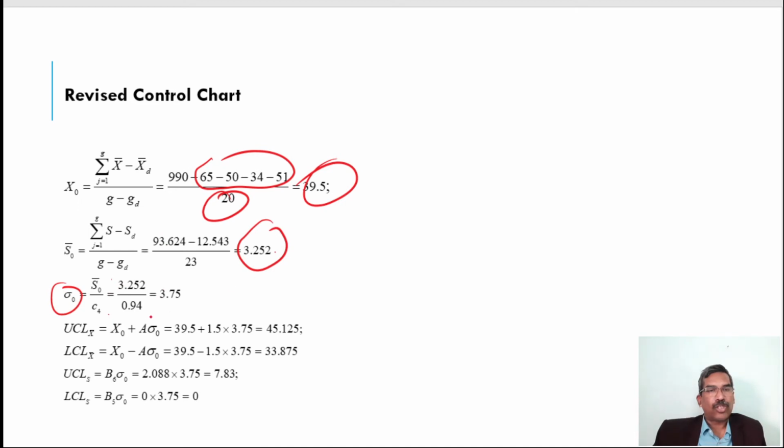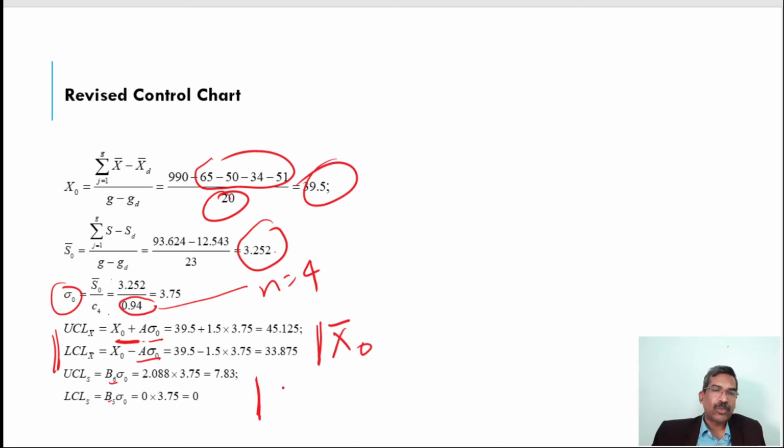divided by c4. This value of c4 corresponds to n equal to 4, and this is taken from the table which I have already shown. Now in this way, we can use x double bar new plus A into sigma 0, here minus sigma 0, and B5 B6, and this is the revised control chart for x bar, and this is the revised control chart for s. So in this way we can produce the control chart for variables.